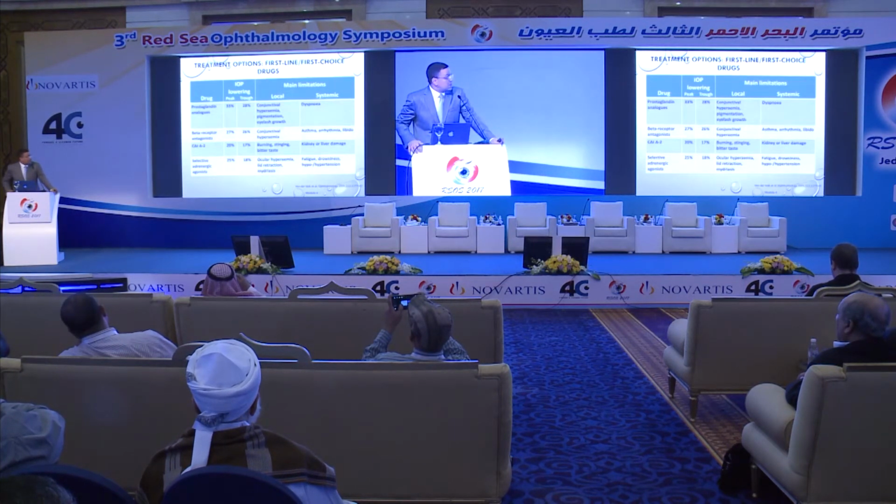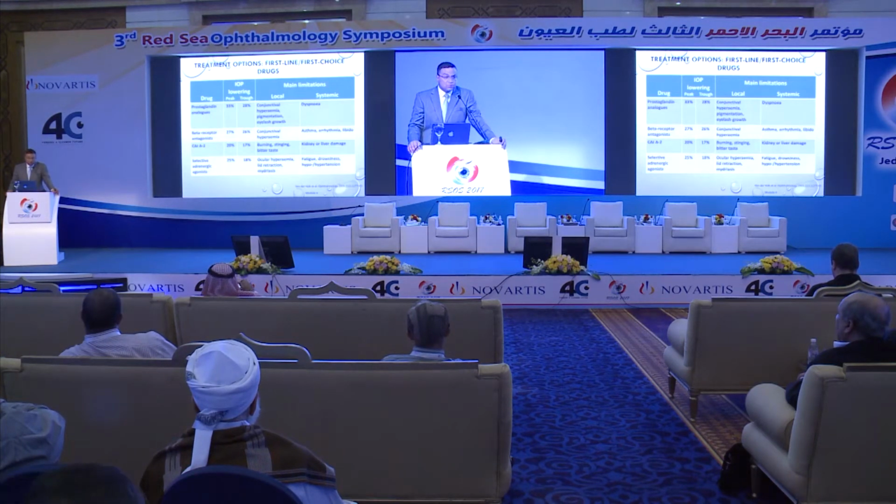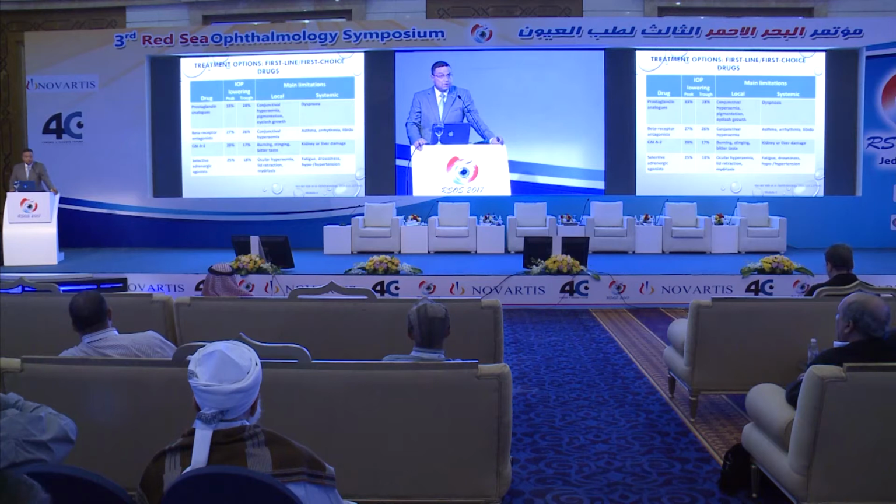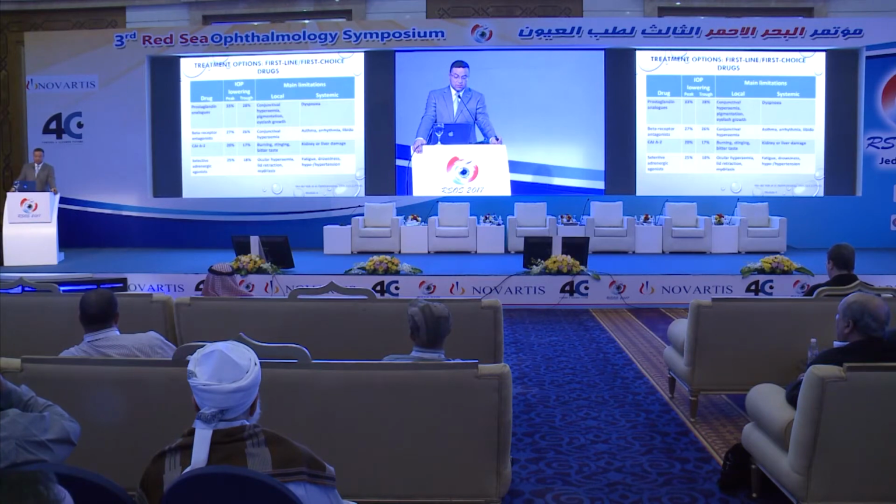So this schedule, I think you are all familiar with. The prostaglandin analogs come in the first line for treatment, and it has a peak of decreasing the intraocular pressure of 33% and a trough of 28%. Then comes the beta receptor agonist, 27% and a trough of 26%, carbonic anhydrase inhibitors, with a peak of 20% reduction of the intraocular pressure and 17% as a trough, and selective adrenergic agonist with 25% and 18%.